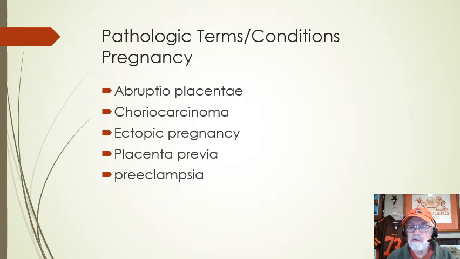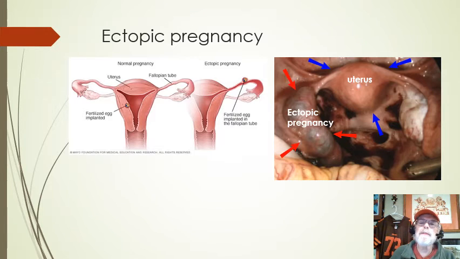And once the baby is delivered, mom could still have toxemia afterwards, but then the incidence goes down. At least then it's not a risk to the baby. Okay, and that's called preeclampsia. Okay, this is just an ectopic pregnancy.